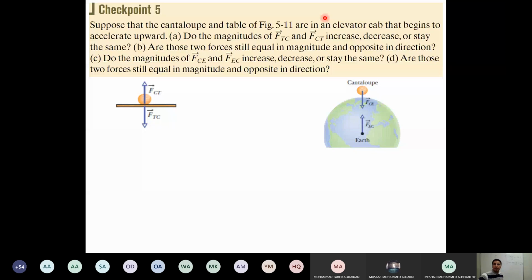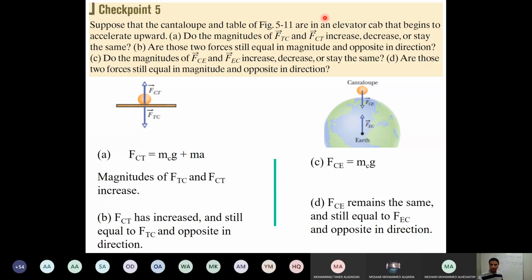Are those two forces still equal in magnitude and opposite in direction? The answer is yes. Okay. Any question here? No. Okay.